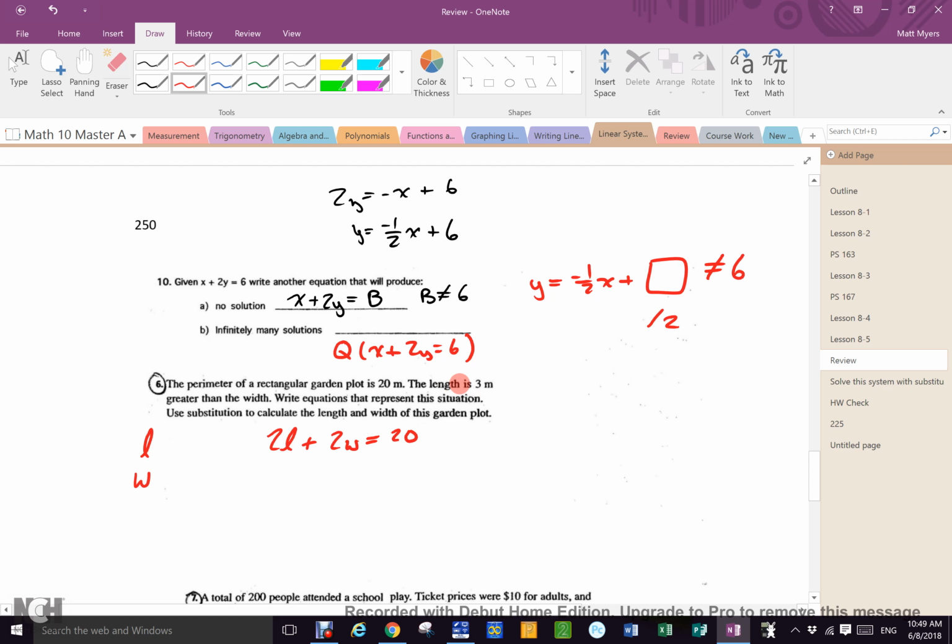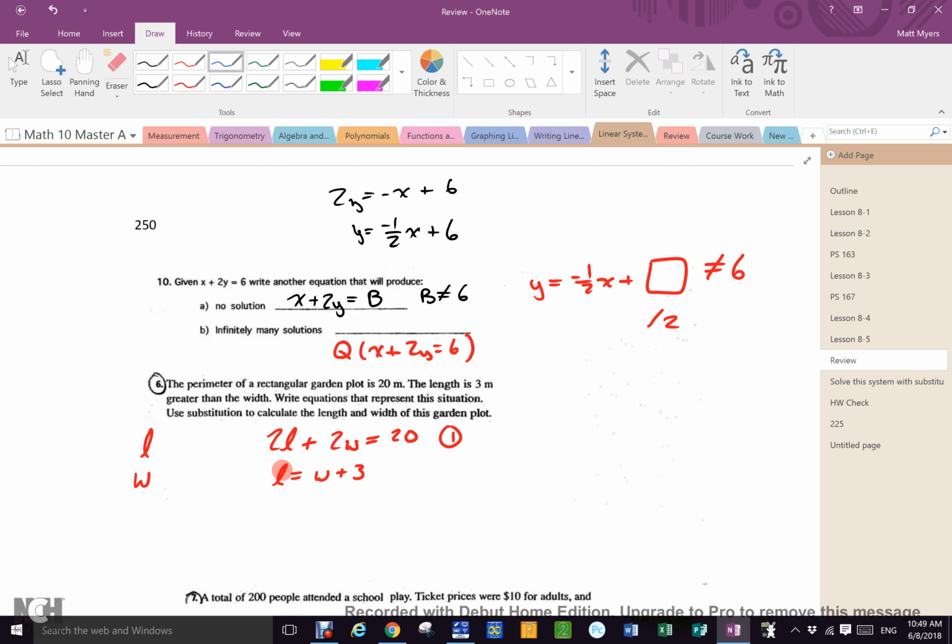The length is 3 meters greater than the width. So the length equals the width plus how much? Plus 3. Everybody with me? That gets you 1 mark for figuring out the system. If you have this wrong, but you do all the rest of it right, you'll get 2 out of 3. This is set up already for what method? For substitution, because L is by itself.